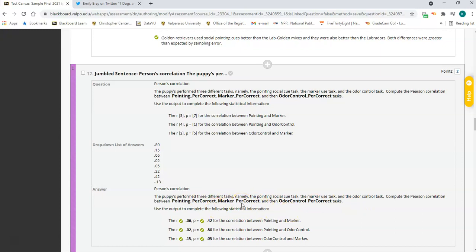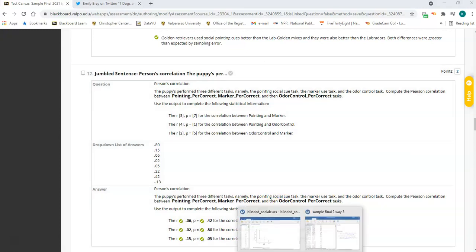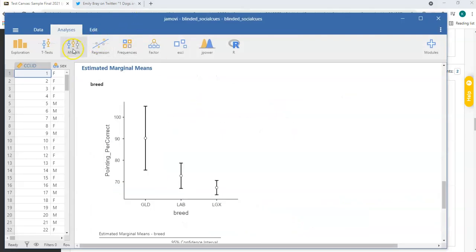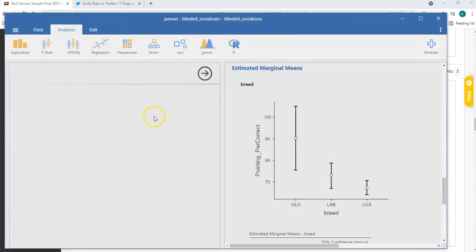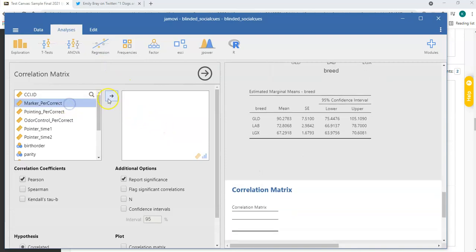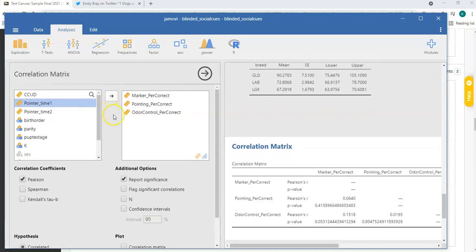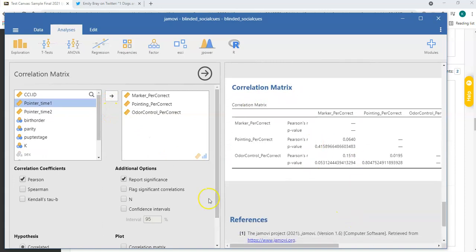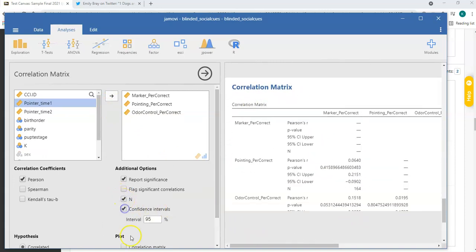Again, we're not comparing means. This is a correlation. We want to know if a given puppy does well on the pointing task, does that same puppy tend to do well on the marker task, or the odor task, or the other combination between the marker task and the odor task. So we've got to run a correlation here. We want to go to regression, correlation matrix. Just want to pop all of them over there. And then we get that correlation. We want to get the n, and might as well get the confidence interval as well.